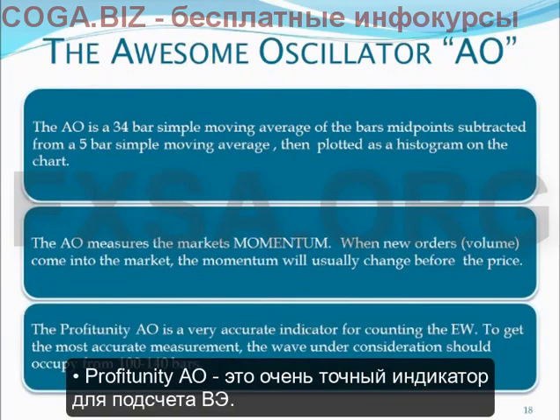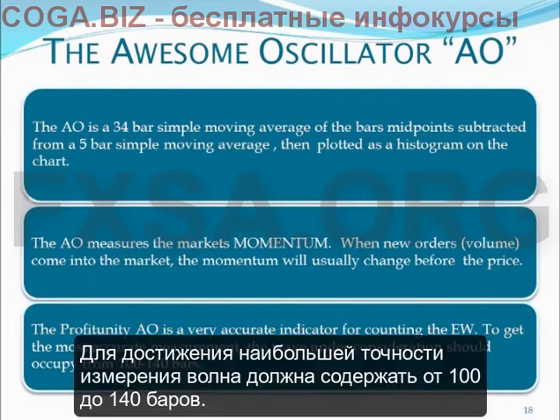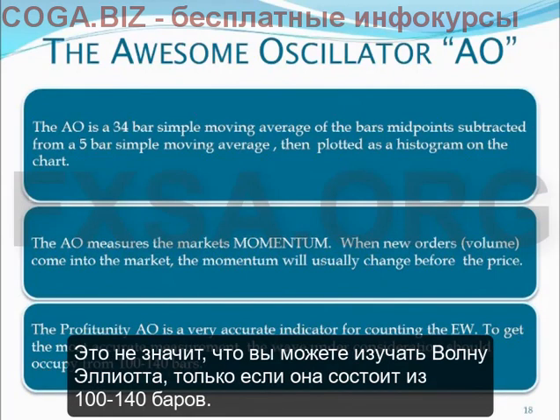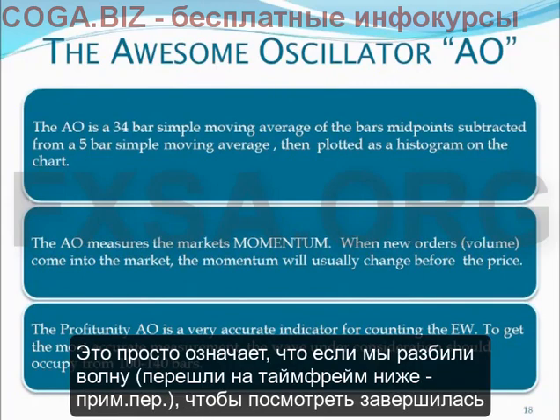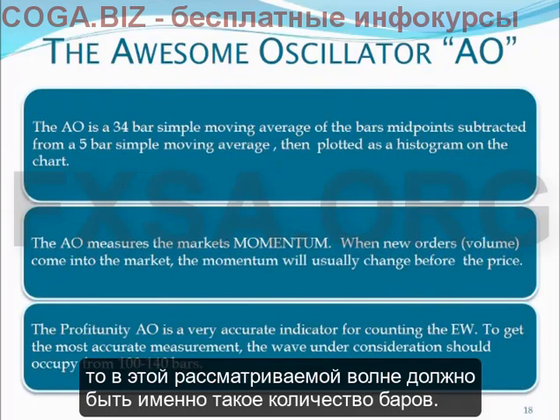The Profitability AO is a very accurate indicator for counting the Elliott wave. To get the most accurate measurement, the wave under consideration should occupy 100 to 140 bars. Now this doesn't mean you can only read Elliott wave with 100 to 140 bars. This simply means when we're breaking down a wave or seeing if a wave is complete, there must be that number of bars within the wave under consideration.